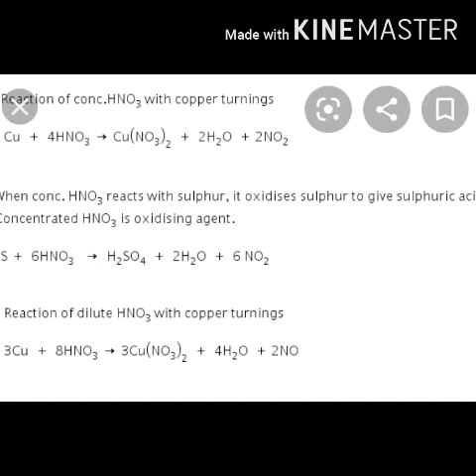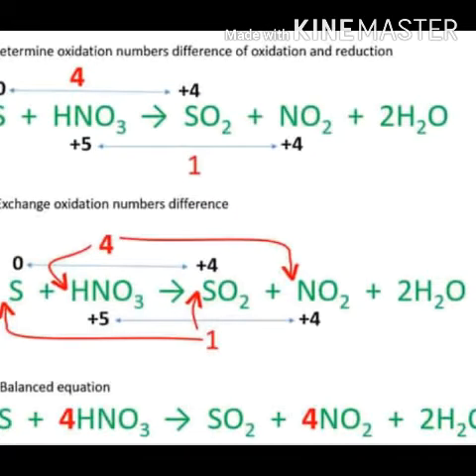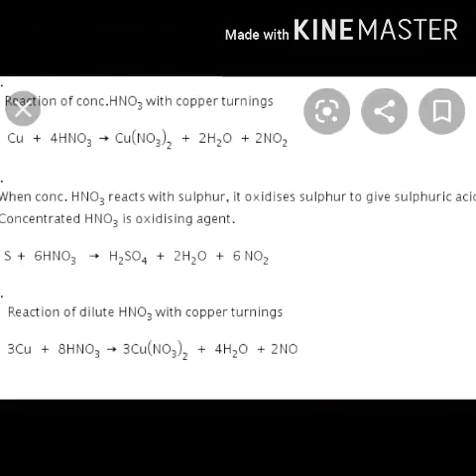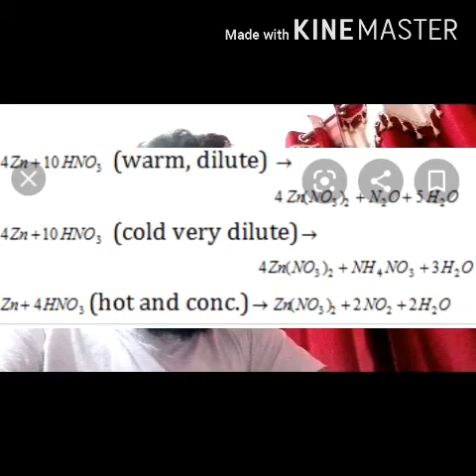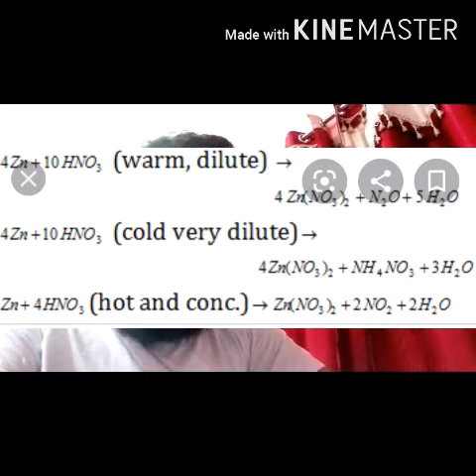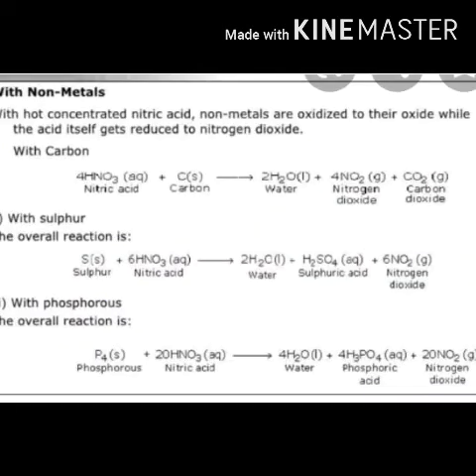It decomposes into oxides of nitrogen, nascent oxygen and water: 2HNO3 gives H2O plus 2NO2 plus nascent oxygen. For dilute acid, 2HNO3 gives H2O plus 2NO plus 3 nascent oxygen, whereas for very dilute acid it is H2O and N2O and also 4 atoms of nascent oxygen.